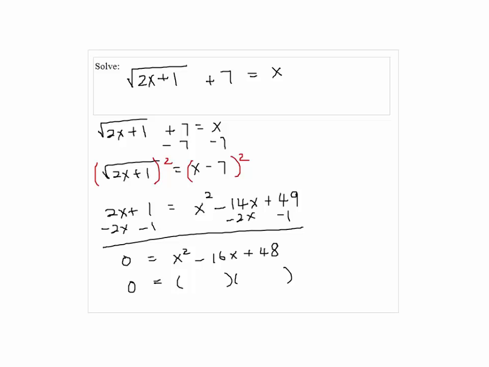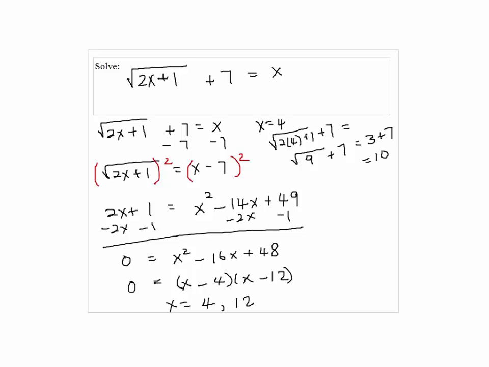Then we can factor the right-hand side. So we have x minus 4 times x minus 12 equals 0. So x equals 4 or 12. Now let's check our answers. If x equals 4, then we have the square root of 2 times 4 plus 1, which is the square root of 9, plus 7, which is 3 plus 7 is 10, which is not 4. So 4 does not work.